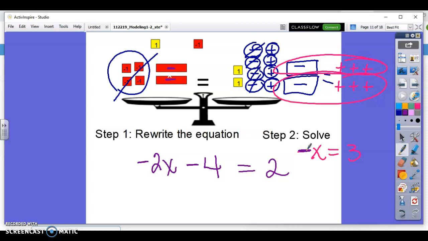What would I have to do to this in order to get rid of the negative? I could flip the sign, right, or just make it the opposite. So the opposite of negative x would be positive x. And the other rule I said is whatever I do to one side, I have to do the other side. So if I change the sign of this negative x to positive x, I have to change the sign of this positive 3, and it would become a negative 3. Now I have x all by itself, and I have my answer. X is equal to negative 3.